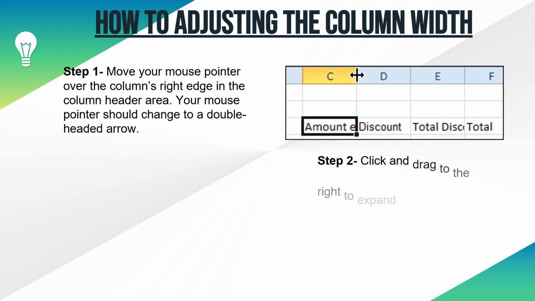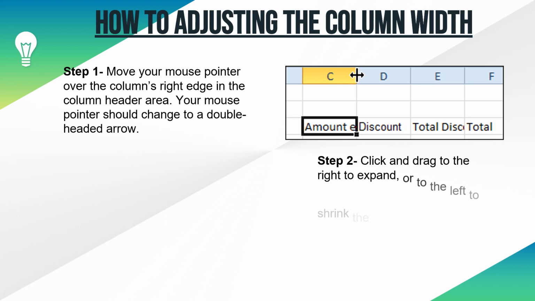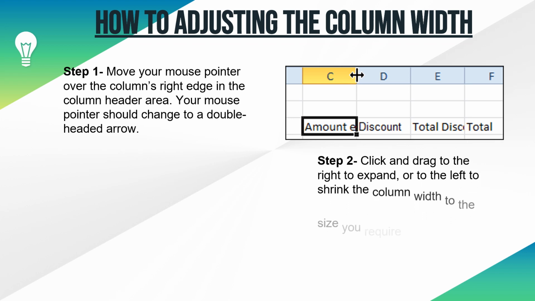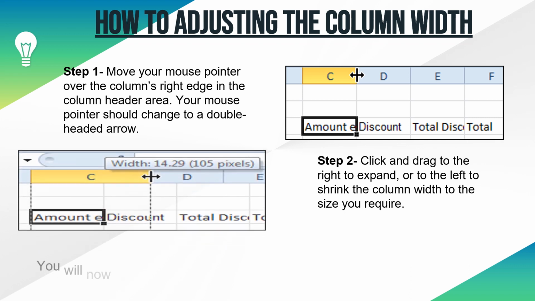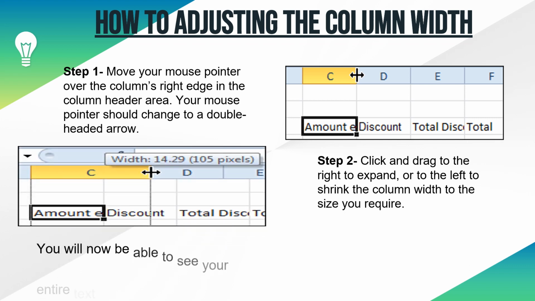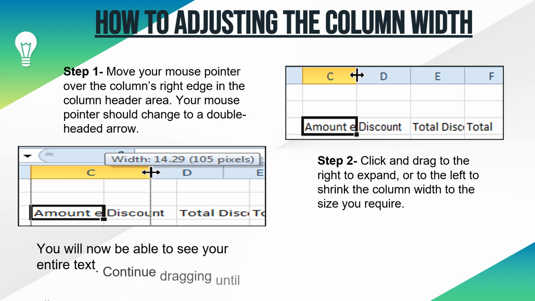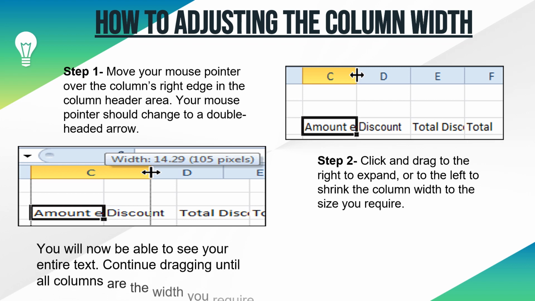In step 2, click and drag to the right to expand or to the left to shrink the column width to the size you require. You will now be able to see your entire text. Continue dragging until all the columns are the width you require.